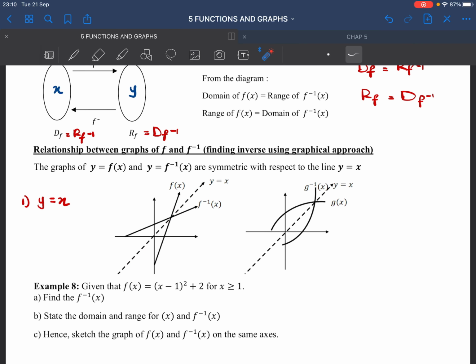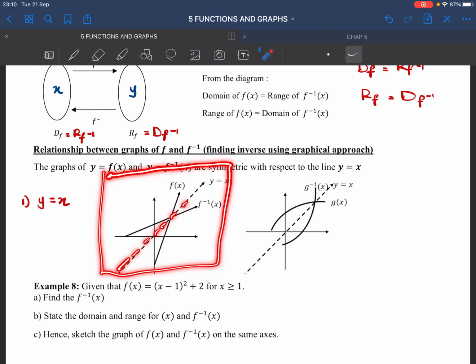Kenapa? Kerana f(x) dengan f inverse akan reflect dekat y equals to x. Let's see. Contohlah, ini ialah kertas A4 kamu. Okay, so kalau kamu lipat dekat y equals to x ni, graf ni akan reflect dengan graf yang ini.